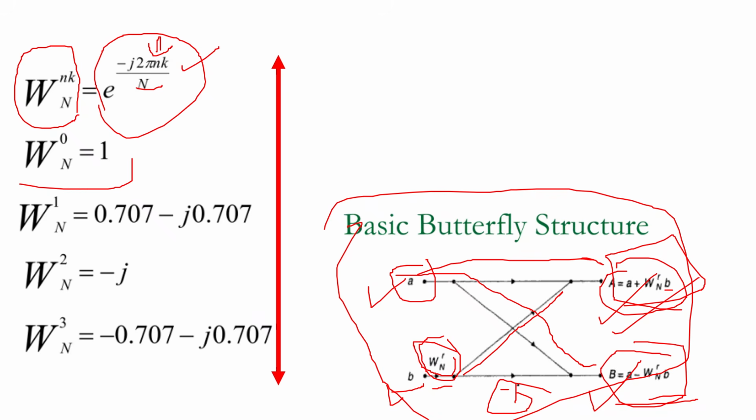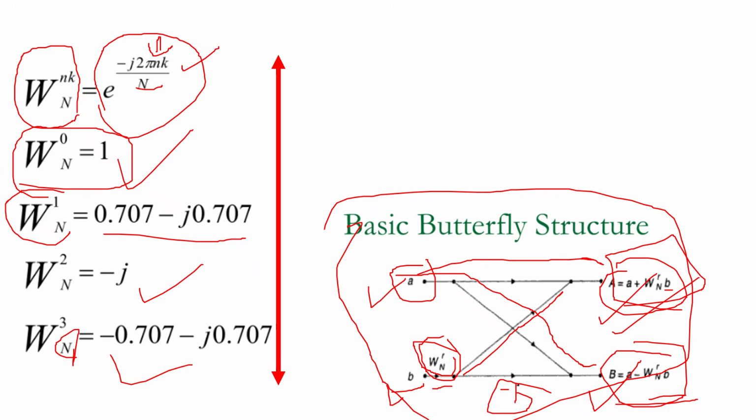Some values you should remember, that is, W_N^0 is equal to 1, W_N^1 for N equal to 4 will be the value of this one. Similarly for W_N^2 this is the value, and here W_N^3 for this will be. These are the values that you should remember. If you remember them, it will be very easy for you to solve the questions related to DIT or DIF.